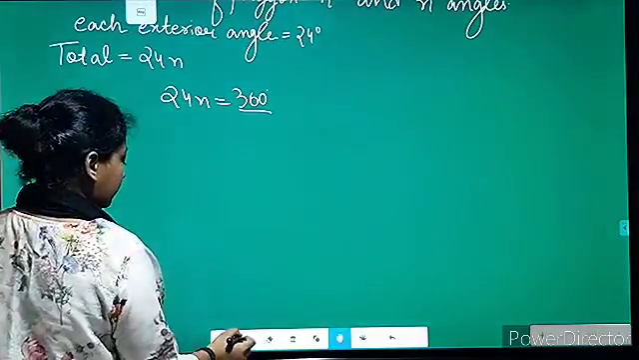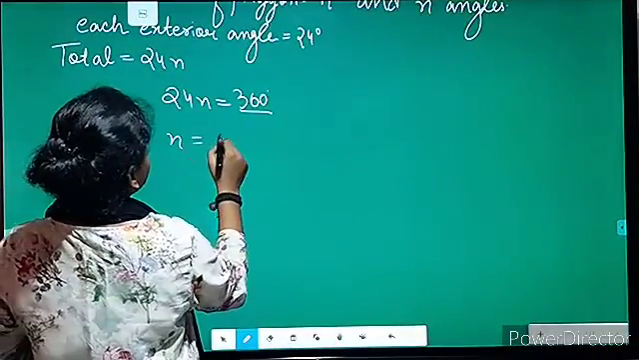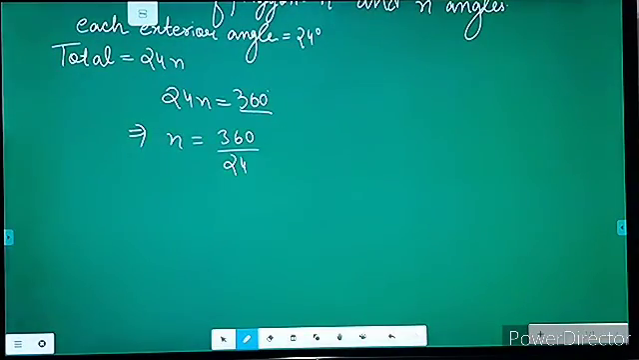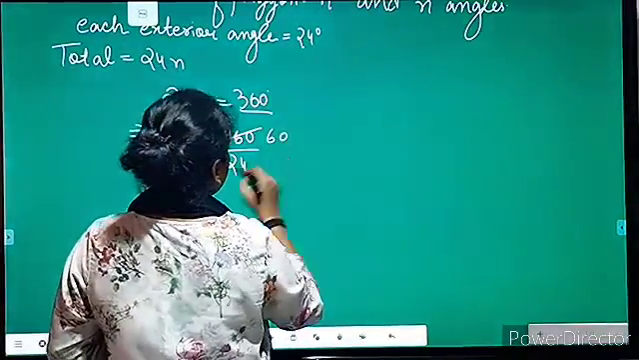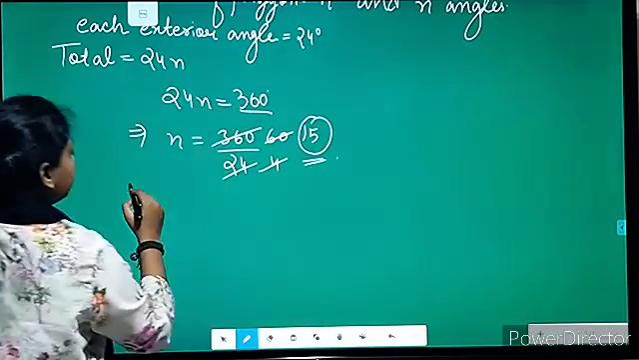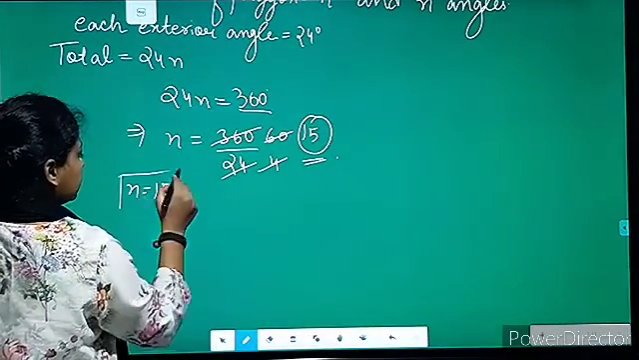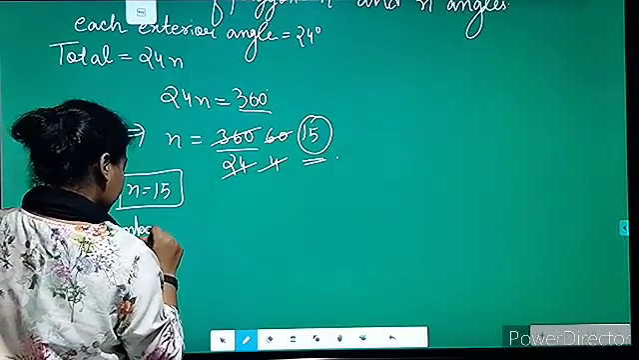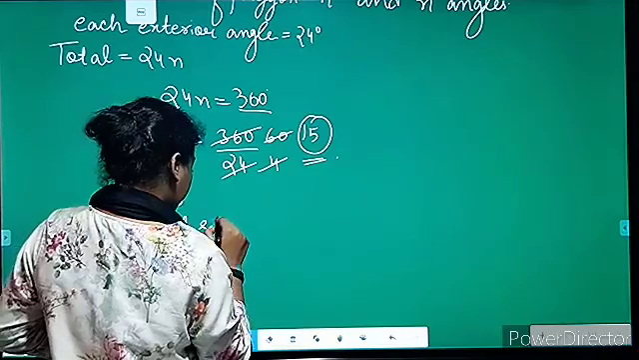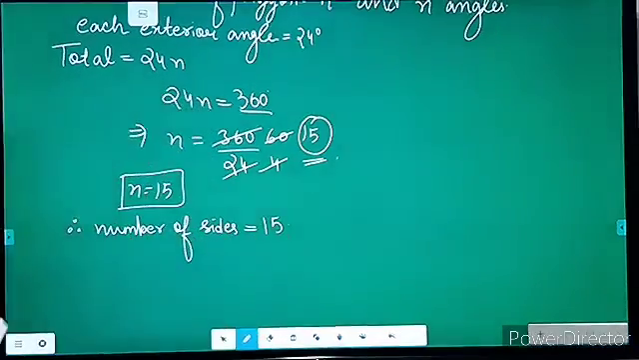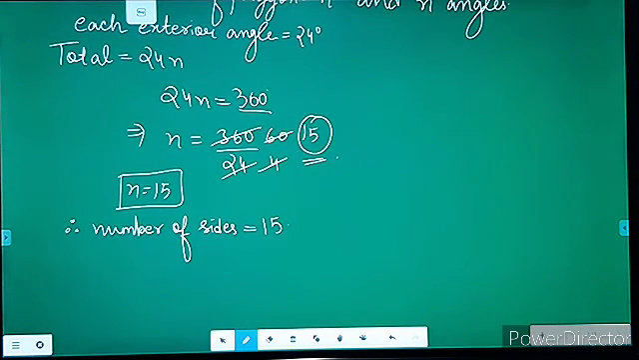From here if we solve this, n equals 360 by 24, we can cancel this with 6. 6 60s and 6 4s, 4 1s and 4 15s. So we have the value of n as 15. Hence number of sides equals 15. So this is our solution for the third question.